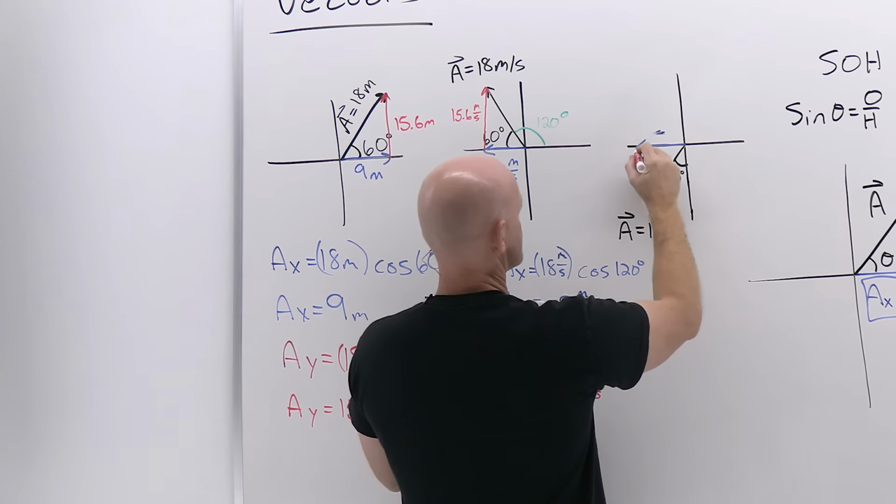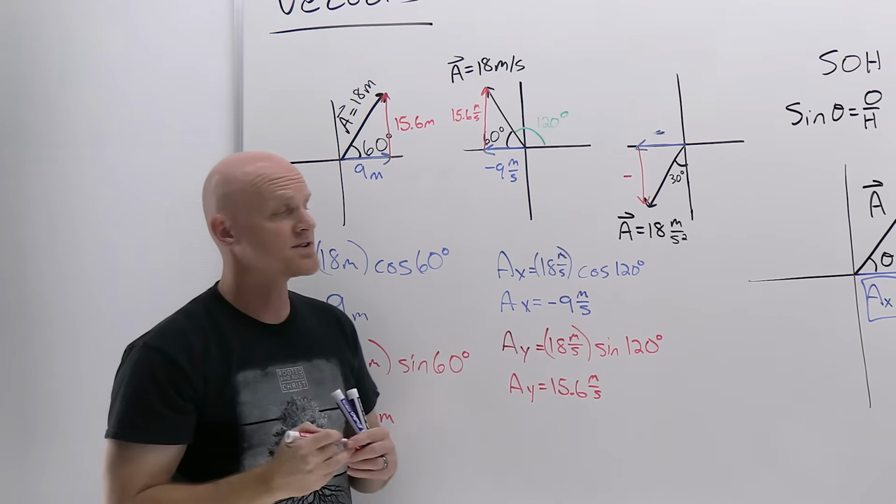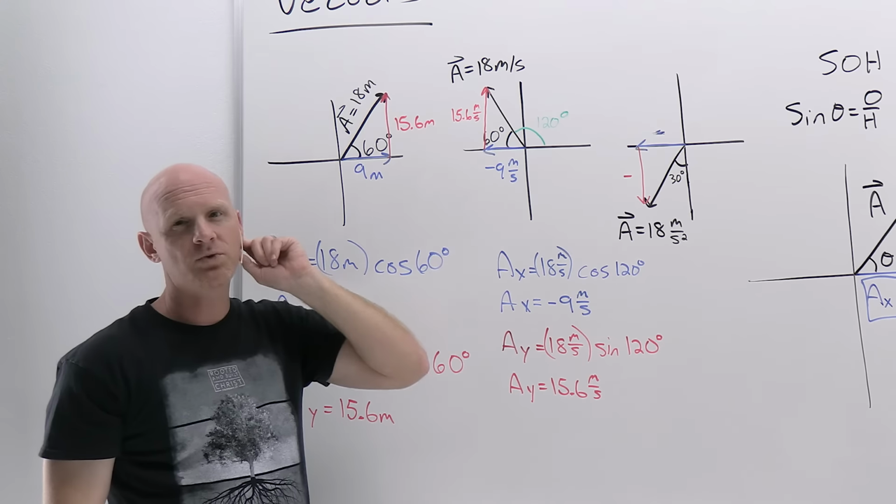And then the y component, we can also see is now in the negative y direction, so it should come out negative as well. And so the x and y components are both negative. Now, a couple things we should realize.